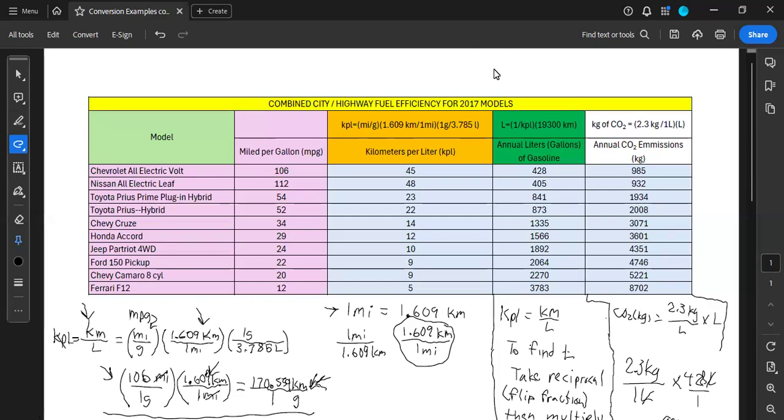Today, we're going to go over some conversions, right? We're going to show you how to use conversion factors to convert from one unit to another, or two units at a time. So we're using some sample data here.